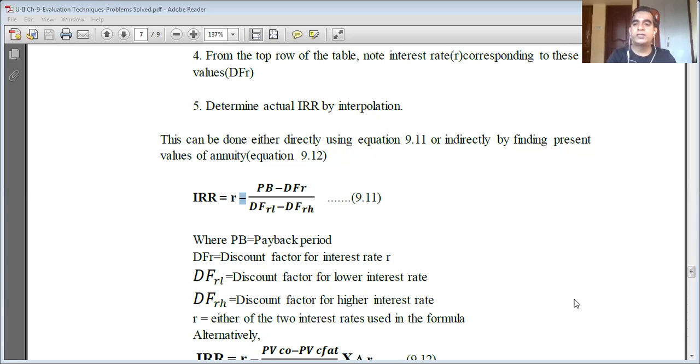Okay, students, I hope you can see that PDF file. Yeah, thank you.